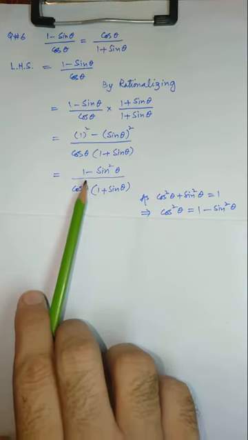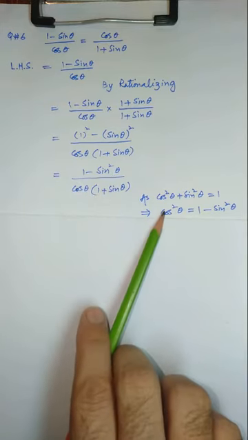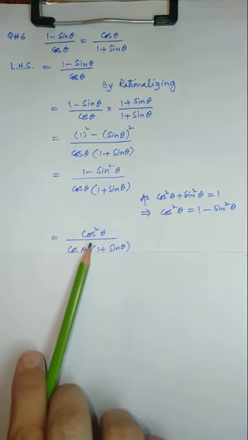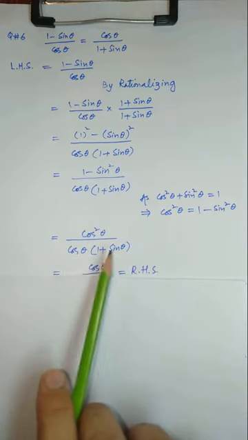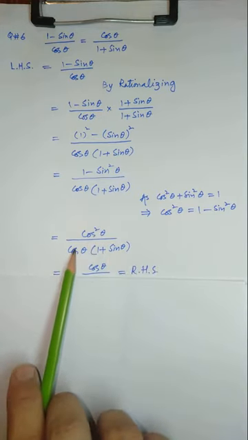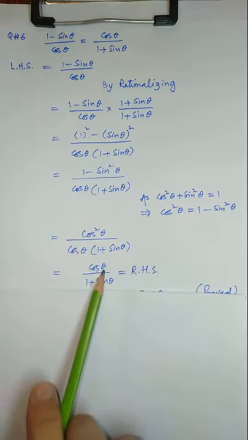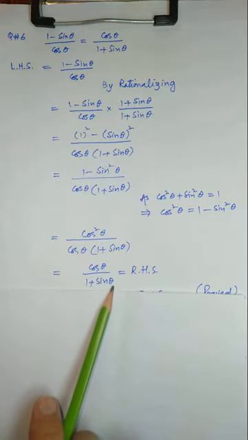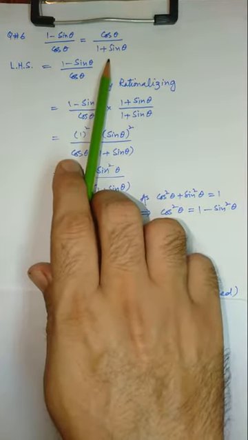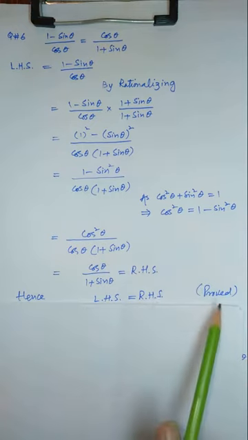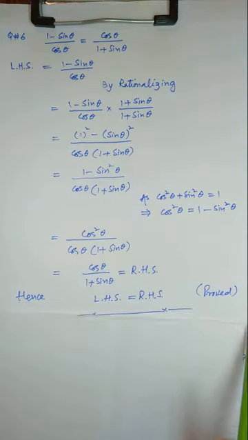Now putting the value of 1 minus sine square theta, which is equal to cos square theta. Now cos square cancels with cos. So the answer is cos theta divided by 1 plus sine theta, which is the right hand side. So left hand side is equal to right hand side, and it is proved.